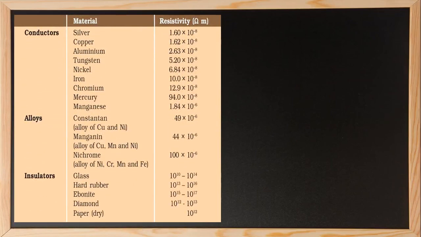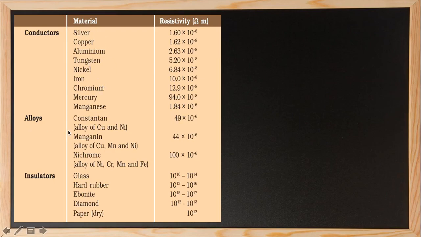Now, in this table, we can see the materials and their resistivities. The first category is the conductors. Silver 1.60 into 10 to the power of minus 8, copper 1.62 into 10 to the power of minus 8, aluminium 2.63 into 10 to the power of minus 8, tungsten 5.20 into 10 to the power of minus 8, nickel 6.84 into 10 to the power of minus 8, iron 10 into 10 to the power of minus 8, chromium 12.9 into 10 to the power of minus 8, mercury 94 into 10 to the power of minus 8, manganese 1.84 into 10 to the power of minus 6. So these are the values of resistivity for these conductors.